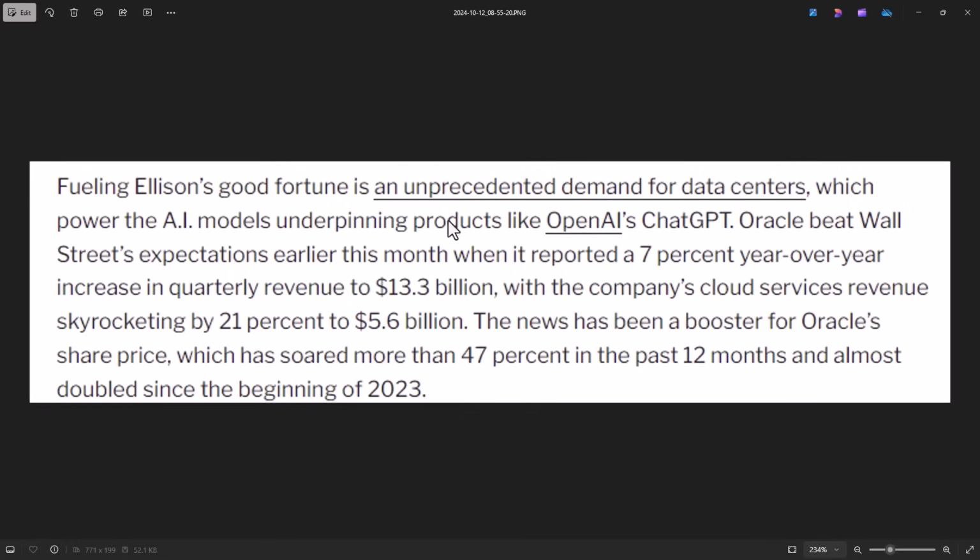OpenAI. So let's go through why they even want this, which powers AI models underpinning products like OpenAI's ChatGPT. Oracle beat Wall Street's expectations earlier this month when it reported revenue up 7% year over year to $13.3 billion, accompanied by cloud services skyrocketing 21%. The news has been a booster for Oracle's share price, up 47% in the past 12 months and almost doubled since the beginning of '23. OpenAI is the reason for all of this. And when you see why, and there's a very clear reason, it becomes very clear how this is going to go. And IGV is at the center of this.